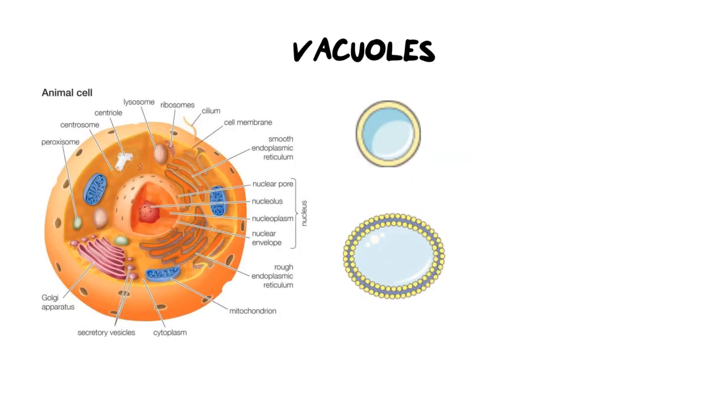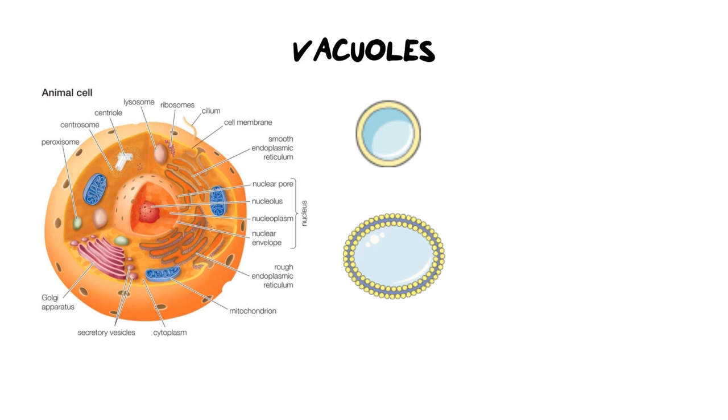Now, moving on to vacuoles. Vacuoles are not always present in animal cells. They're temporary organelles, but I do need to mention them because they can appear for short periods of time. Unlike in a plant cell, where vacuoles are permanent, in animals they're temporary. They have short-term jobs.